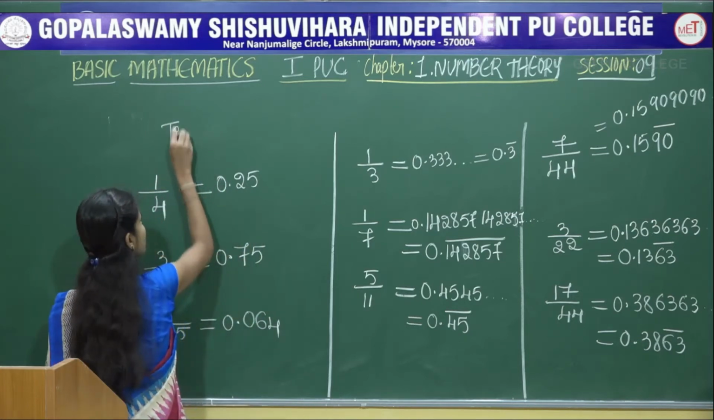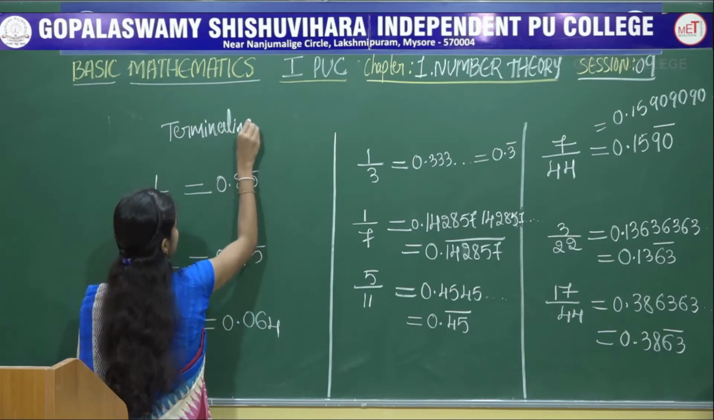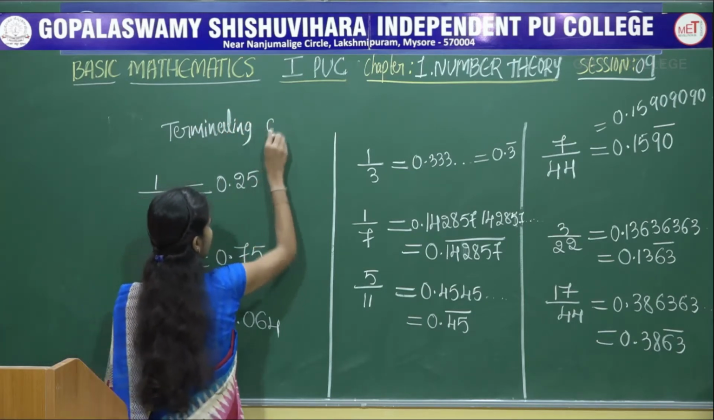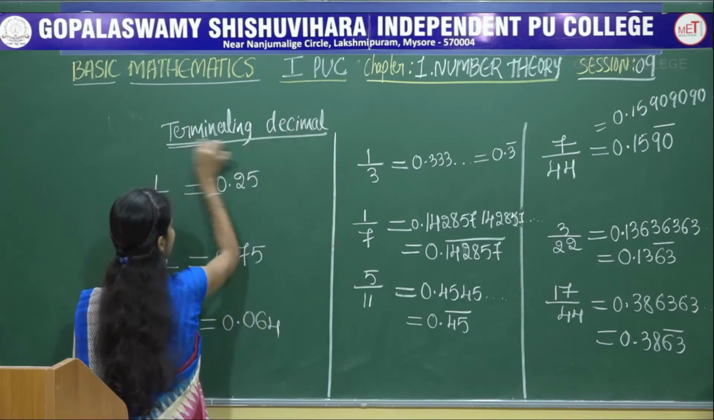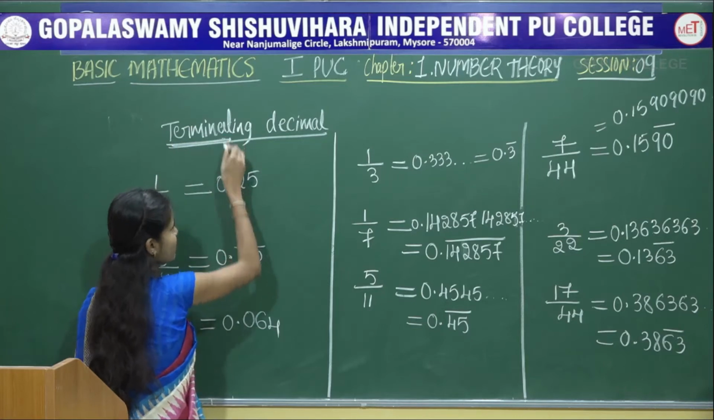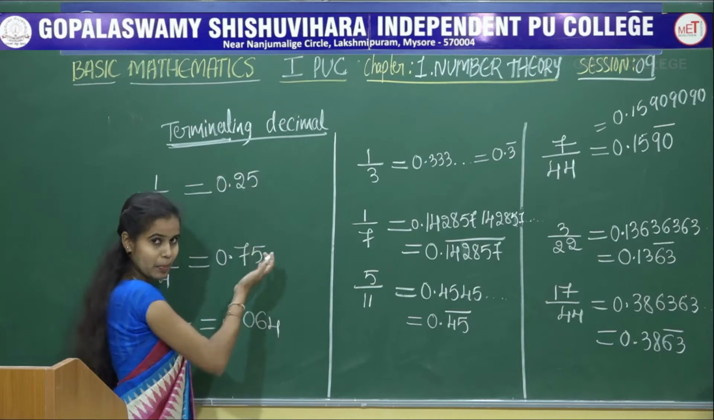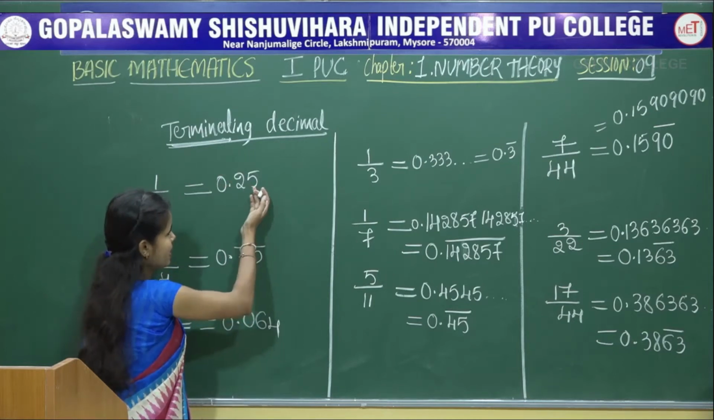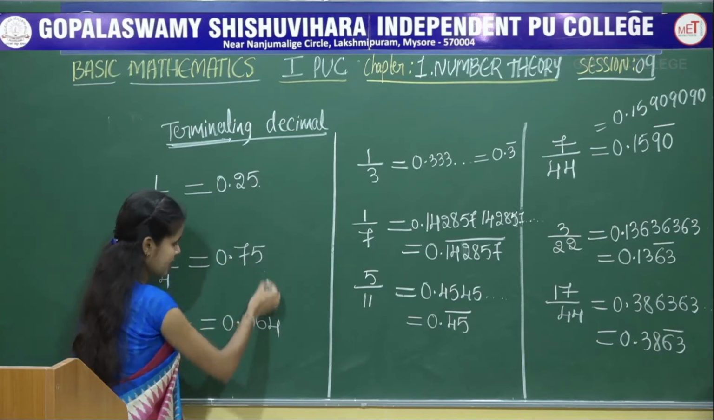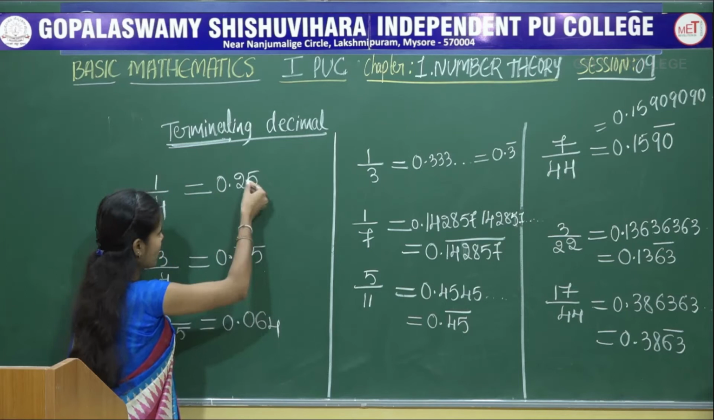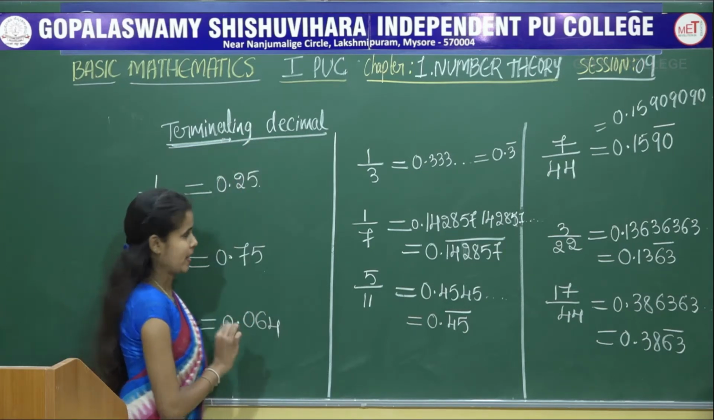This is called terminating decimal expansion. The word terminate itself says that terminate means end, meaning after the decimal point the digits are not repeated and end at a certain stage. So this type of decimal expansion is called terminating decimal expansion.